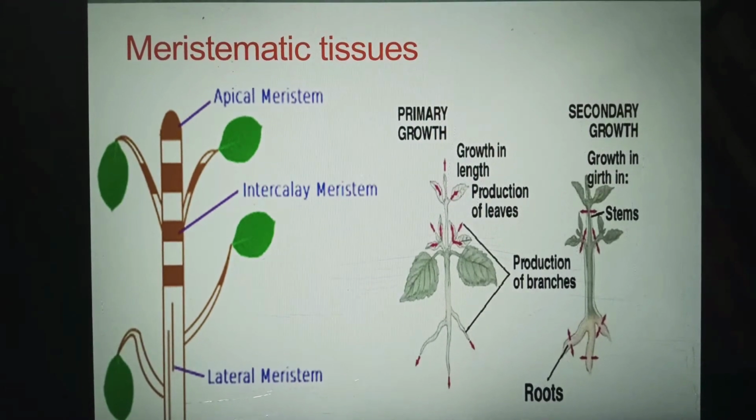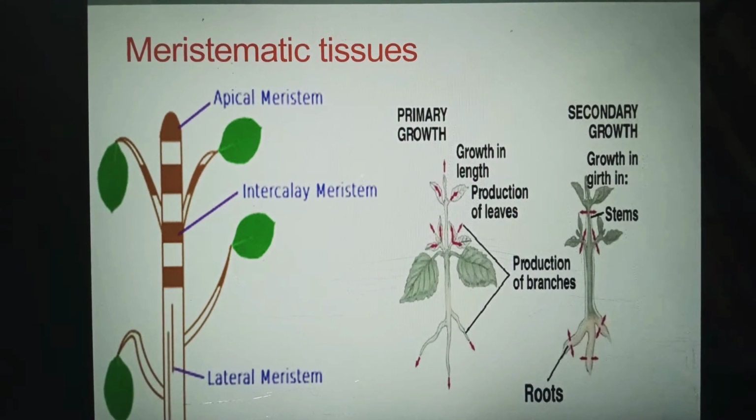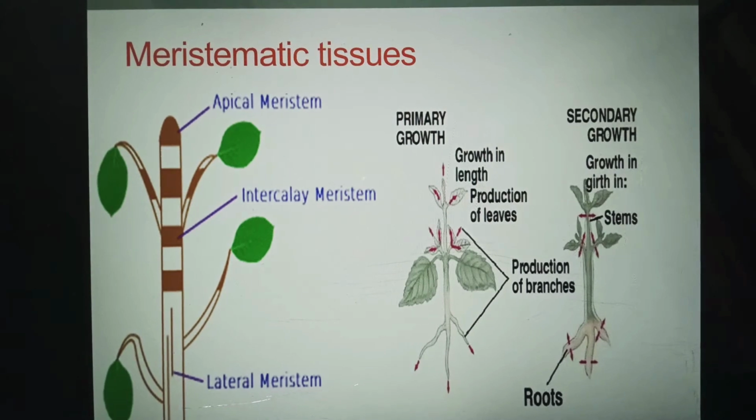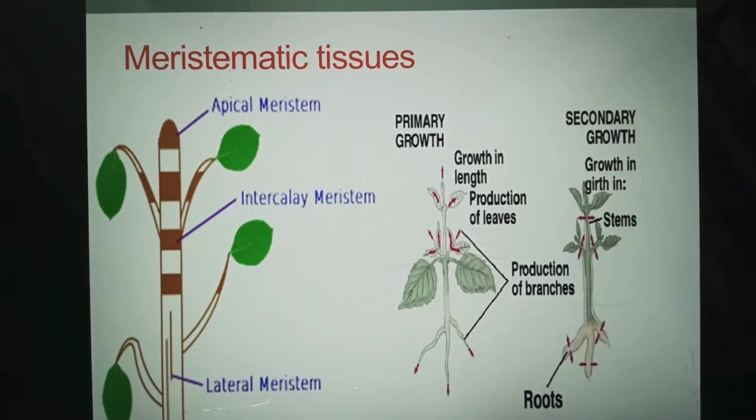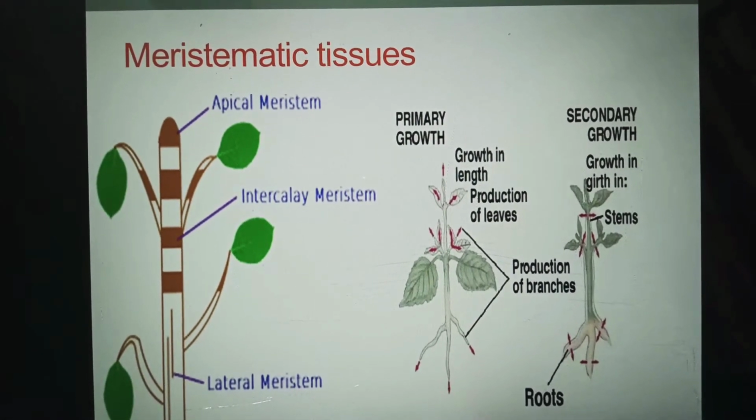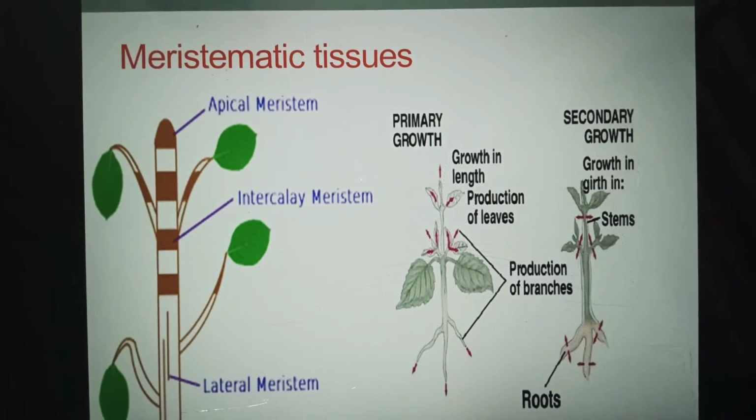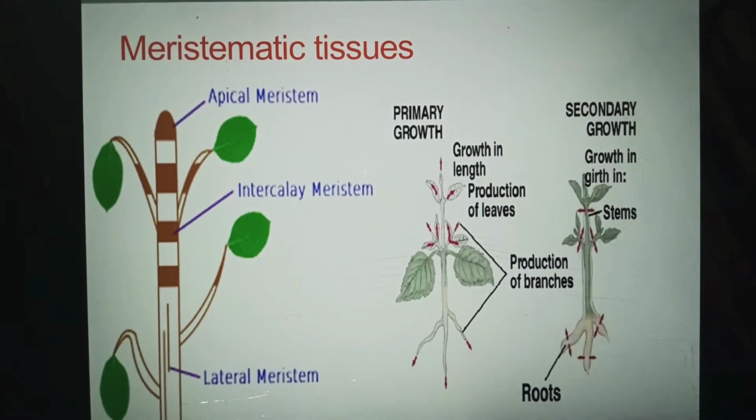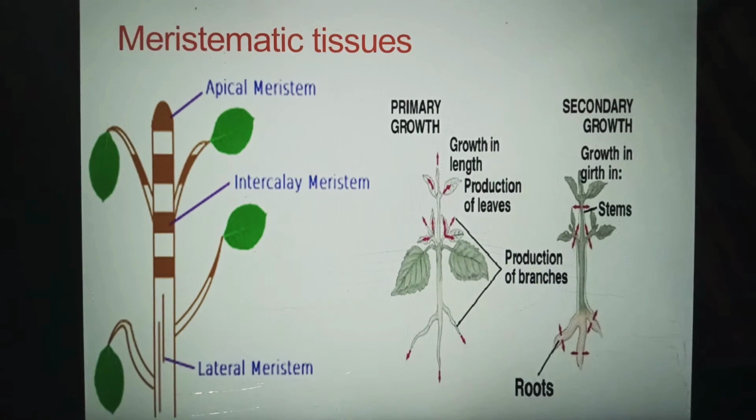There are two major categories of tissues of plants, which are simple tissues and compound tissues. Simple tissues are made of a single type of cells. First I will describe meristematic tissues.